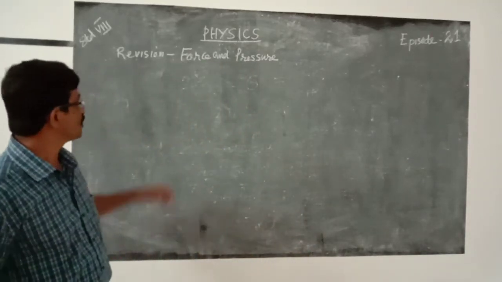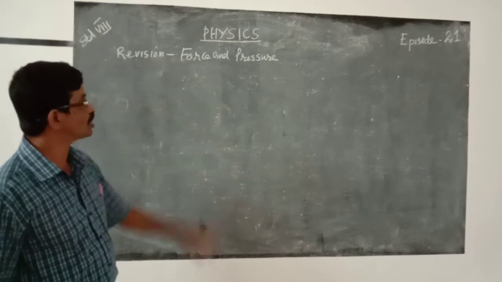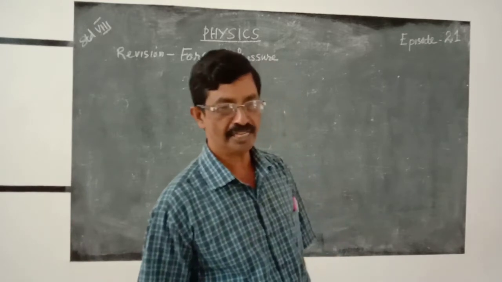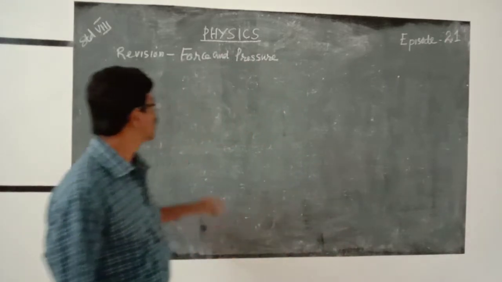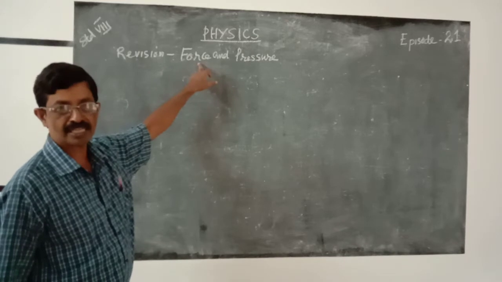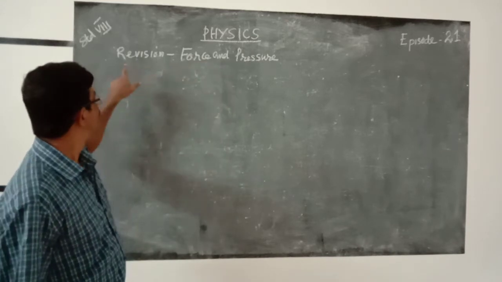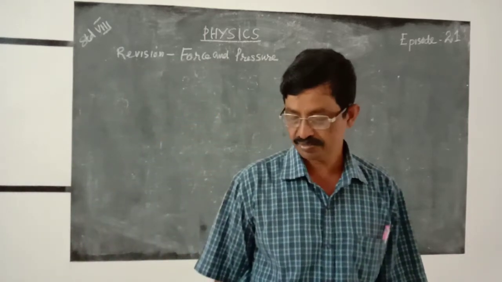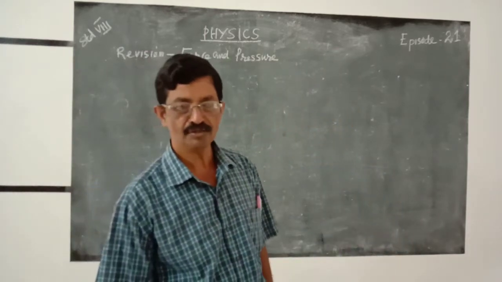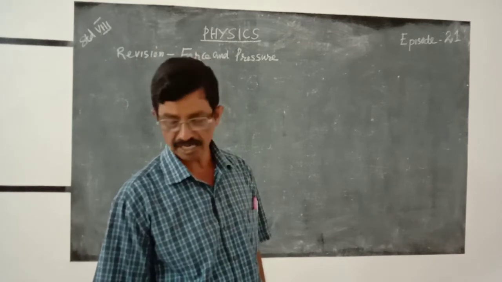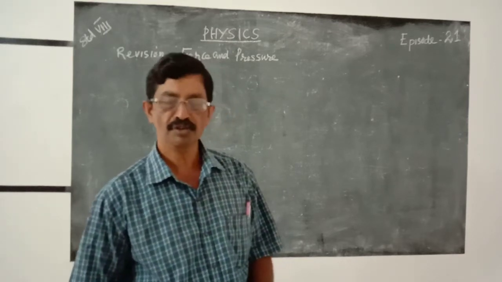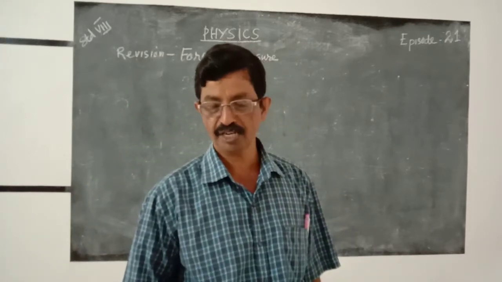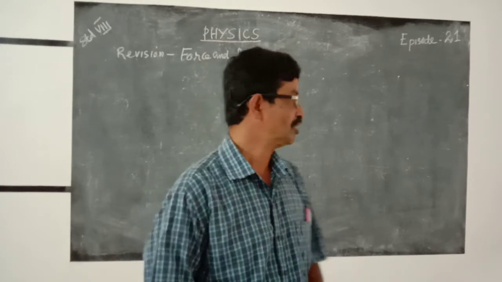Now we are going to revise the unit of force and pressure. From this unit we conducted our first term exam and then also we conducted some unit exam. Now once again we are going to discuss that unit. First of all, you should answer this question: what makes an object slow down?